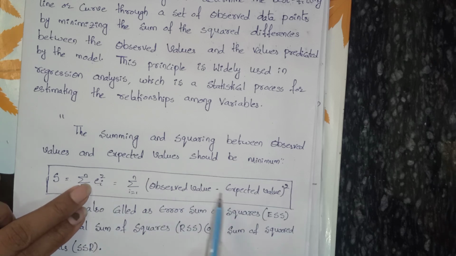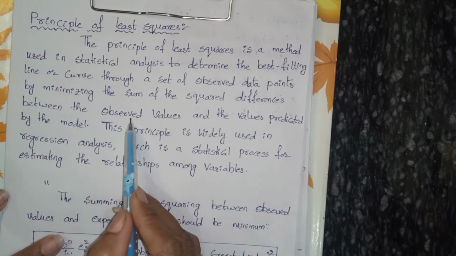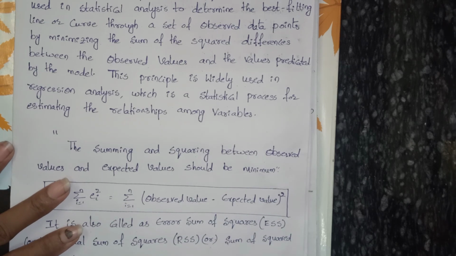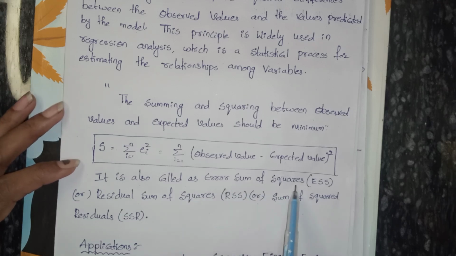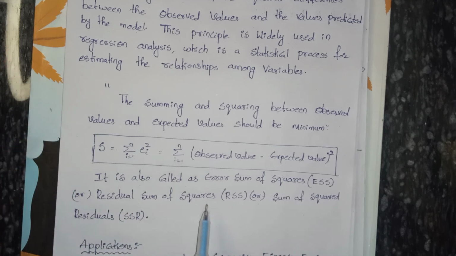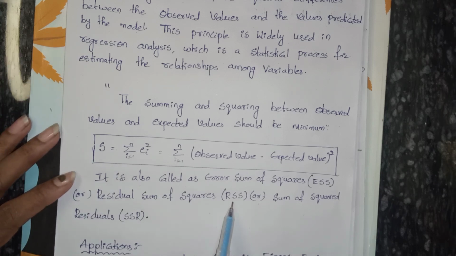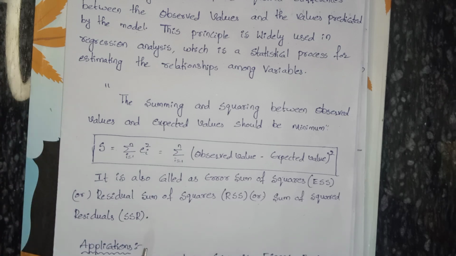In place of this, we have written the formula, that is the difference between the observed values and expected values. Difference means minus. It is also called the error sum of squares, ESS. Error sum of squares, or residual sum of squares, in short form RSS, or sum of squares of residuals, SSR, also refers to the principle of least squares.